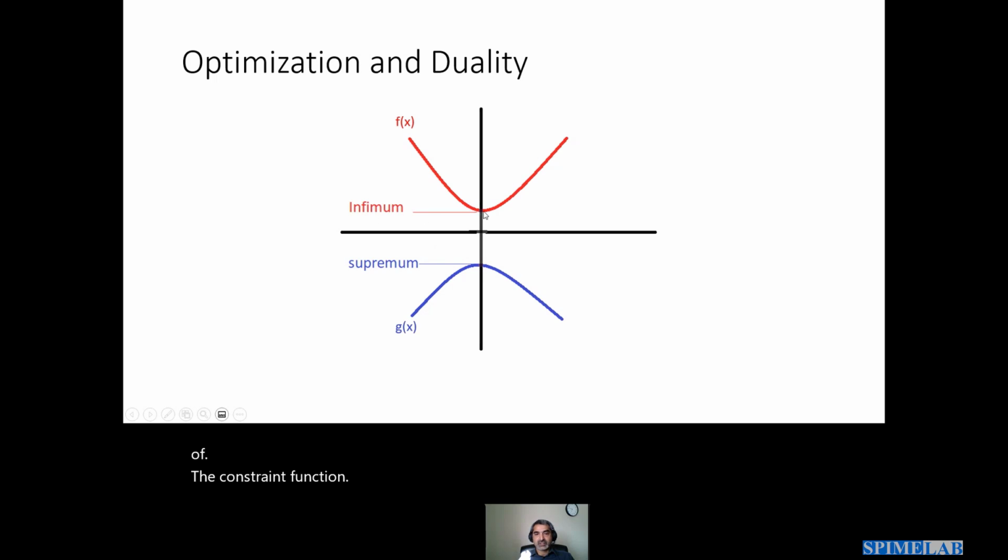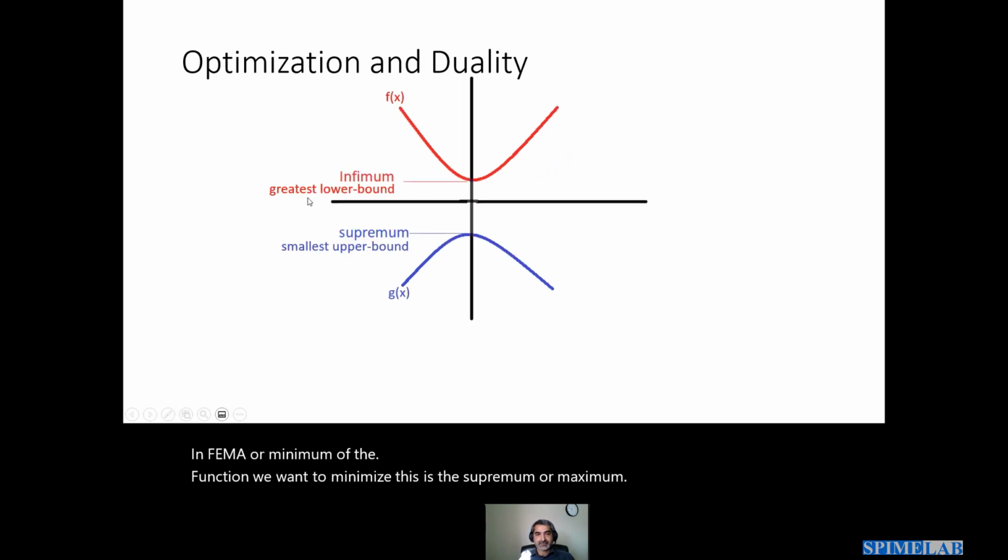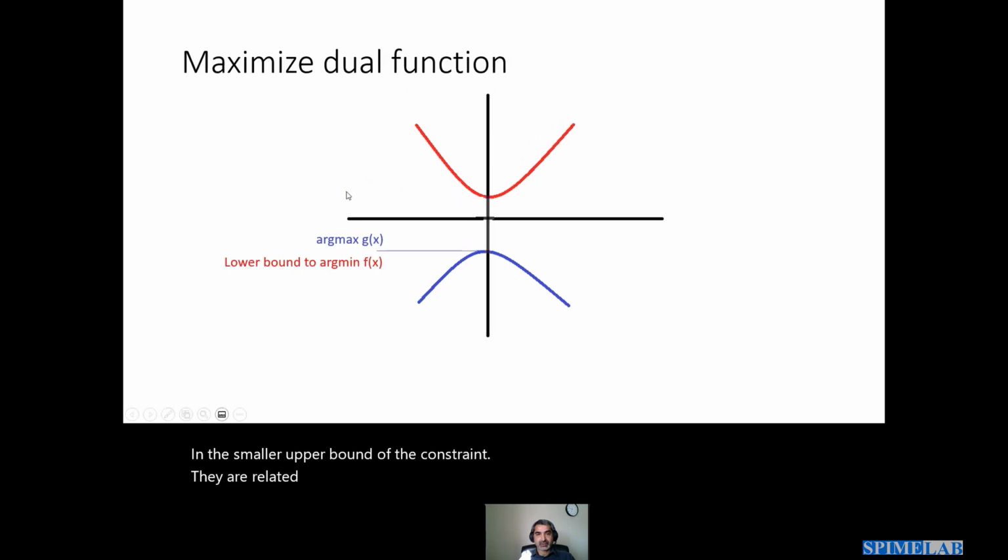This is the infimum, or minima, of the function we want to minimize. This is the supremum, or maximum. The greatest lower bound of the original function and the smallest upper bound of the constraint. They are related. How? The argmin of this function is equal to the argmax of this function.